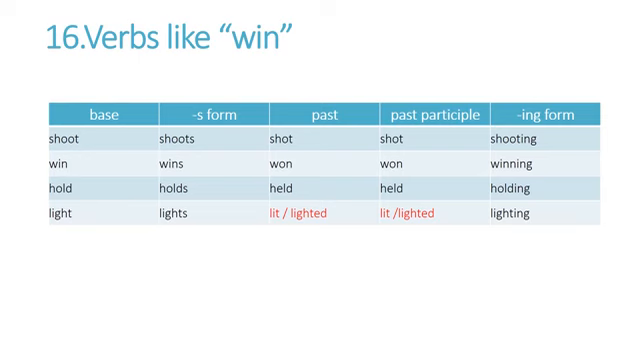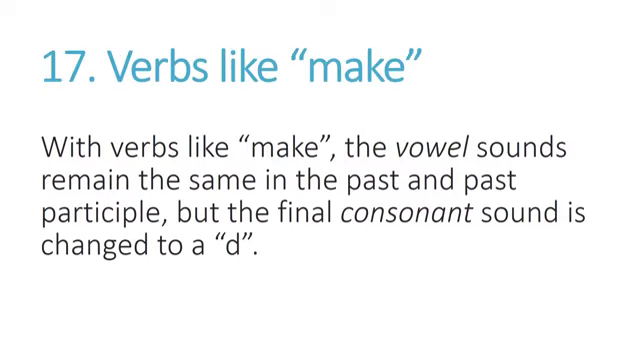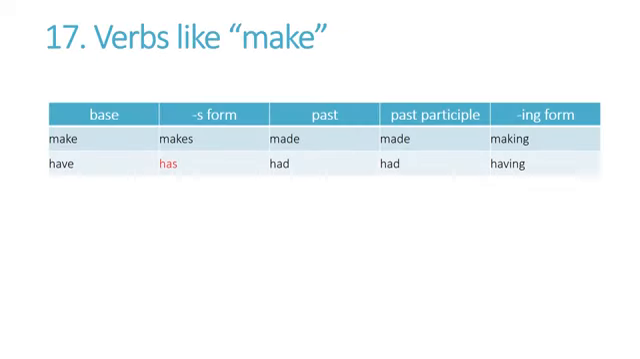Verbs like make. With verbs like make, the vowel sounds remain the same in the past and past participle, but the final consonant sound is changed to a D. For example, make, made, made. Have, had, had. Now with the verb have, it has a special form for the S form. We don't say haves, we say has.